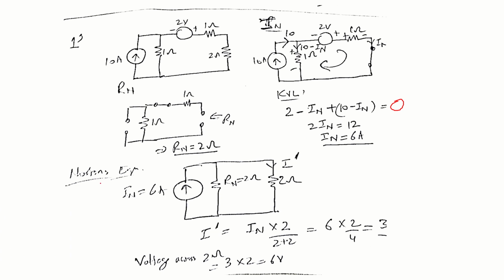Now we draw the Norton's equivalent circuit, which is In equal to 6 amperes connected in parallel to the Norton's equivalent resistance 2 ohms, and then we reconnect the resistor that was initially removed back to the circuit. If we apply the current divider rule, this gives us I prime, which we assumed as the current that flows through the 2 ohm resistor. So I prime is In into 2 divided by 2 plus 2, which is 3 amperes.